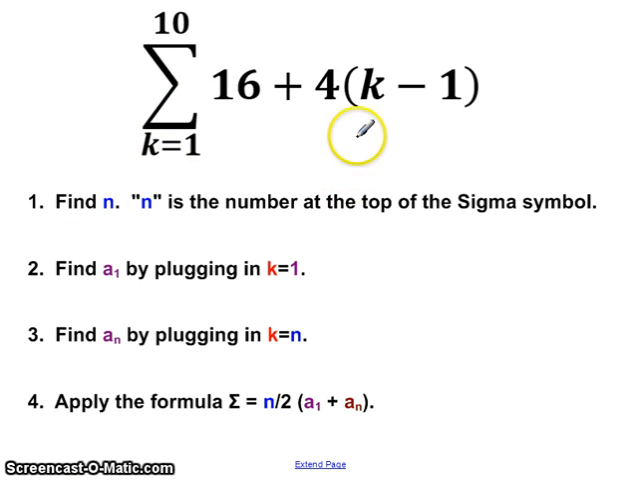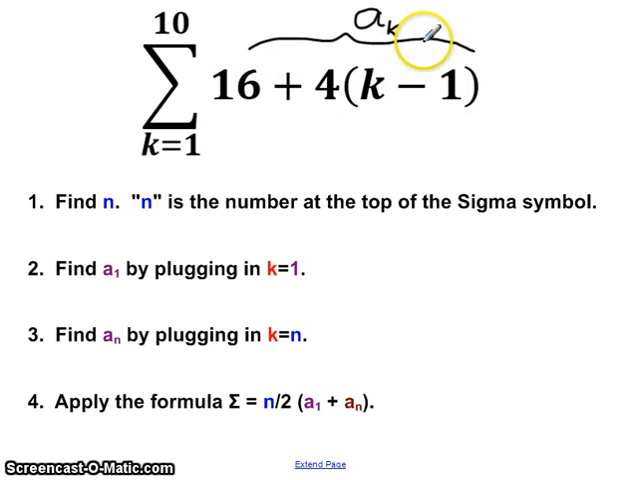So let's look at a specific example. This is basically telling us how to find a sub k. And how do we find a sub k? We plug in k into this formula and we get the answer we're looking for.